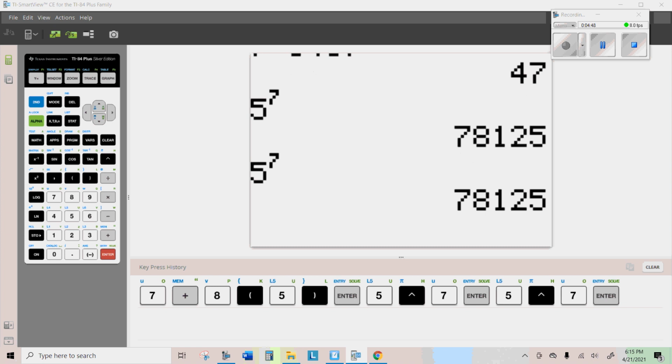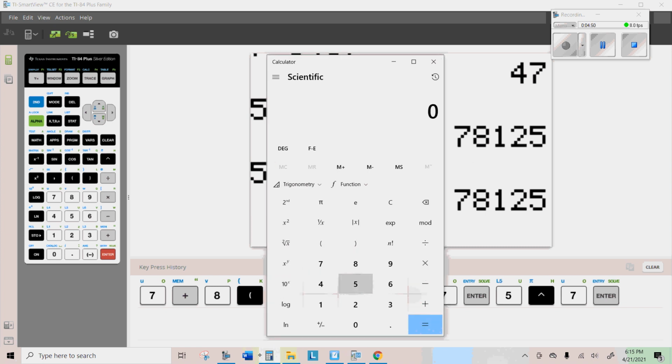Now, if I use the computer's calculator and do 5, I press this X, Y button. You see it highlighted right now. And then to the 7th, and it does the same thing.